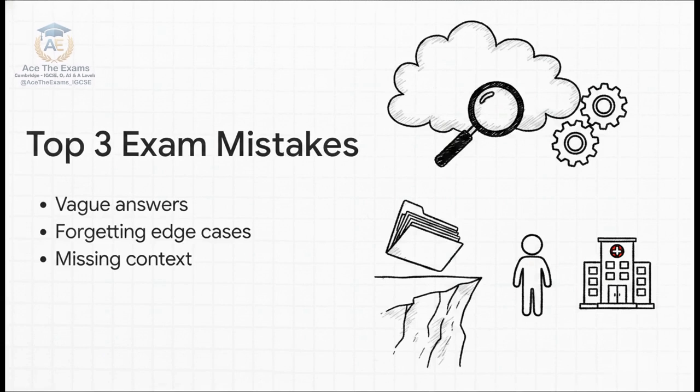Mistake number 3, answers are not specific to the given context. Look, if the exam prompt is about reading patient records for a hospital database, and your answer talks generically about items or users, you're throwing away points. Raw facts without specific context are virtually useless in Cambridge exams.